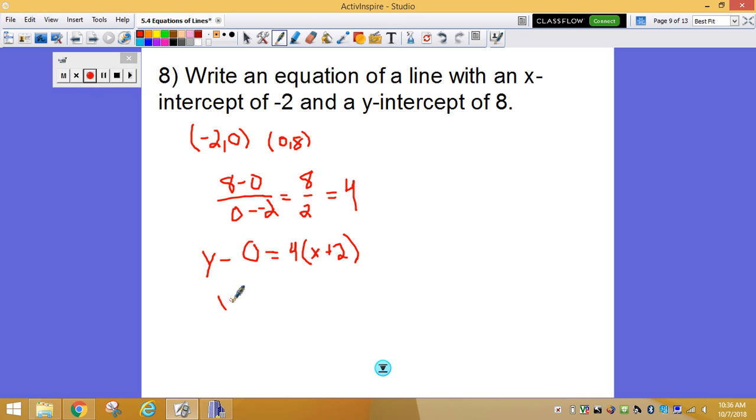Slope intercept. We're going to distribute. So I get 4x plus 8. Right? Yeah, plus 8. 2 times 4 is 8. Plus 0. So slope intercept form, sorry, is 4x, and 8 plus 0 is still 8.